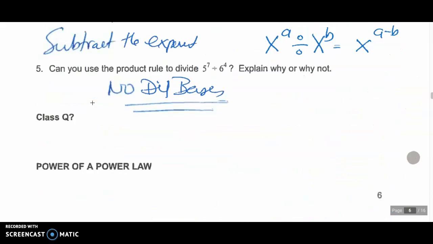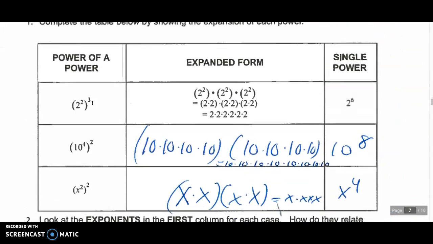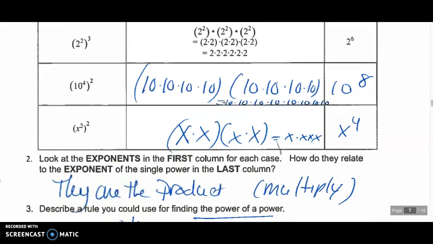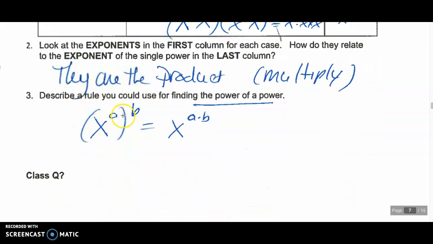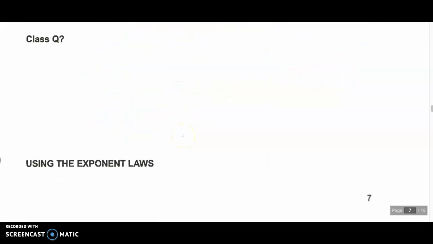And if you're multiplying, you add, and if it's a power to a power, what we discovered is you multiply. So if you have 2 squared cubed, 2 times 3 is 6, you end up with 2 to the 6. 10 to the 4 to the 2, 4 times 2 is 8, 10 to the 8. And overall, x to the A to the B is x to the A times B.